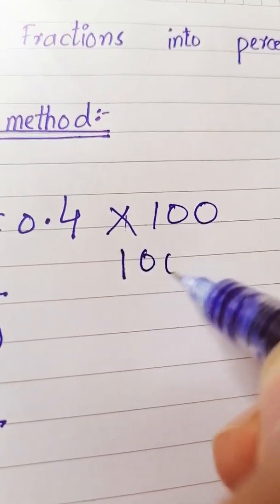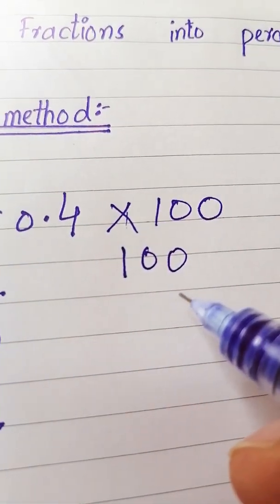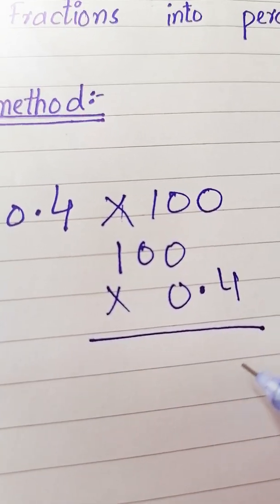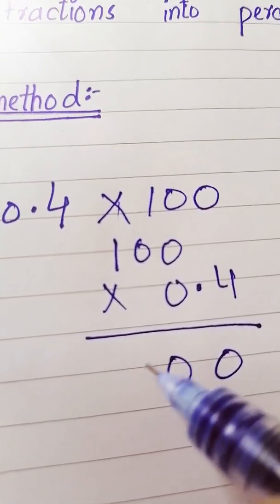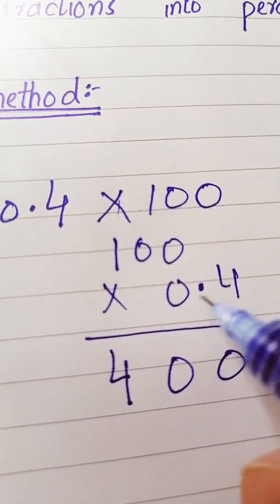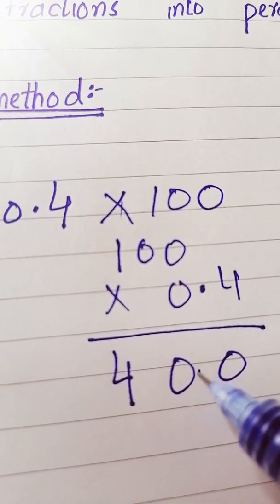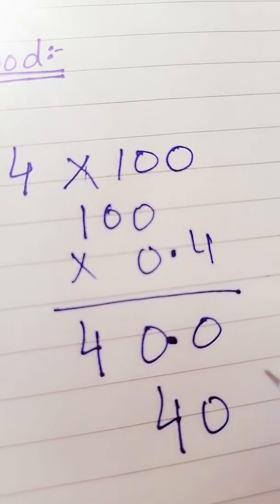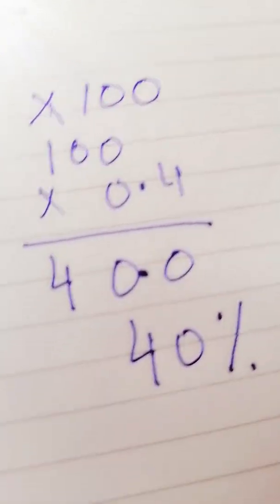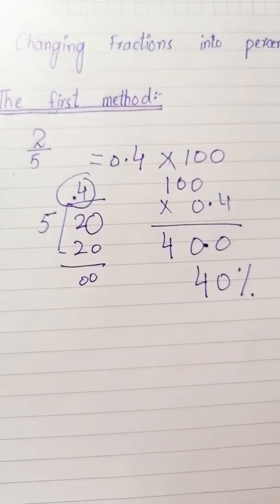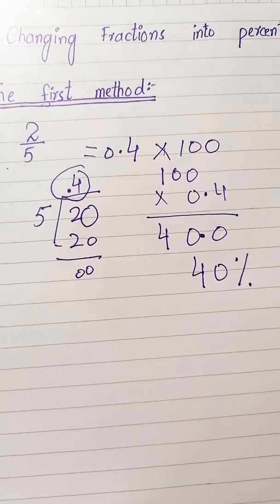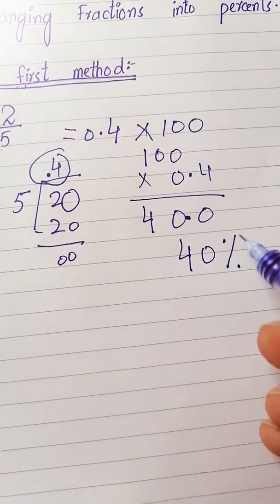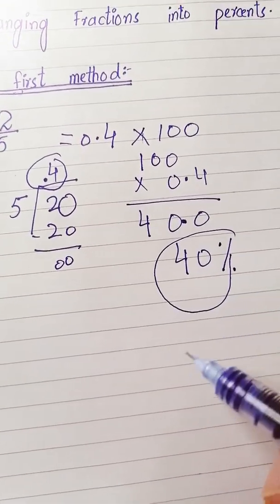For example, 100 times 0.4. Now 4 times 0 is 0, 4 times 0 is 0, and 4 times 1 is 4. Now the point is after one digit, so put the point after one digit. So I got 40, and put the sign of percentage, 40%. Now what does this mean? This means that 2 by 5 can be written in percentage as 40%.